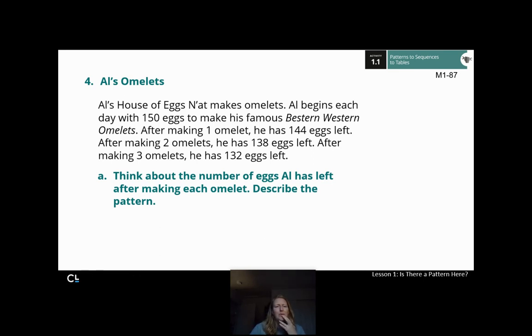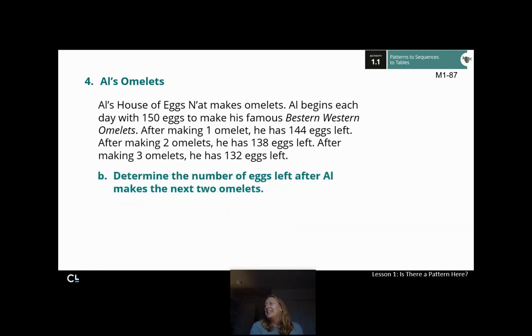Well, it looks like we keep going down by 6, right? 150 to 144 to 138 to 132. It looks like Al has 6 fewer eggs after making each omelet. Putting 6 eggs in the omelet. That's a huge omelet. I hope people who order these are sharing with somebody. That's a big omelet. I like omelets.